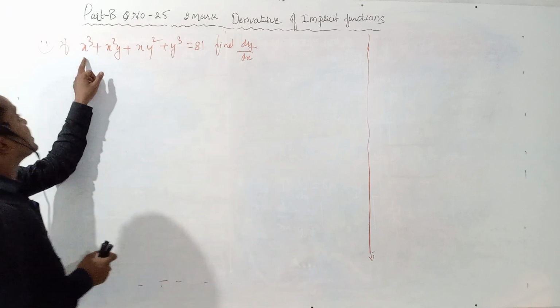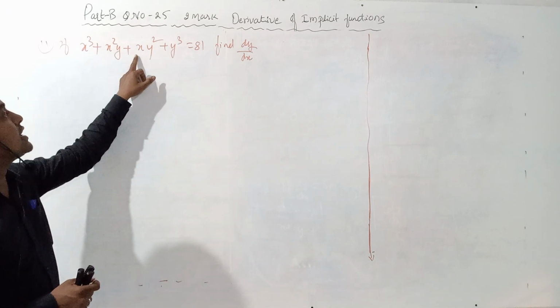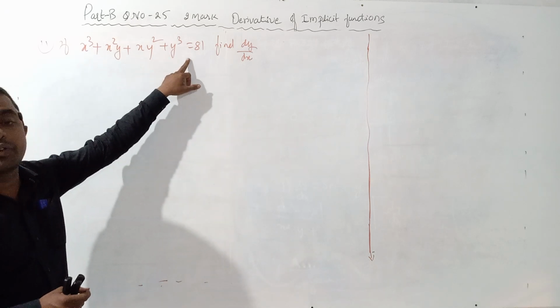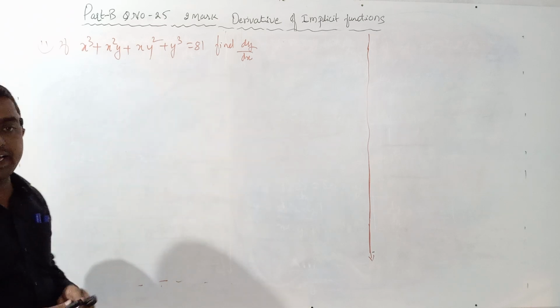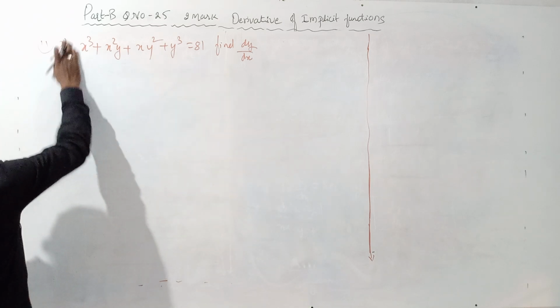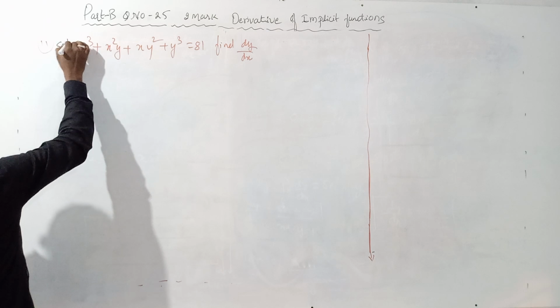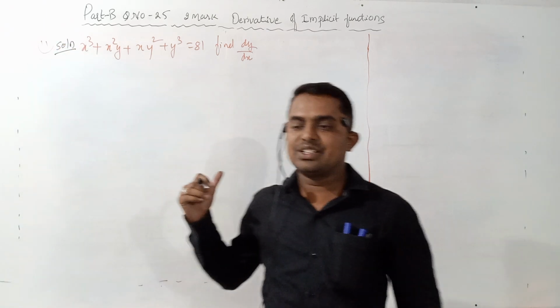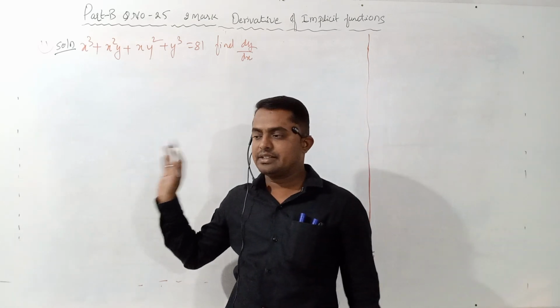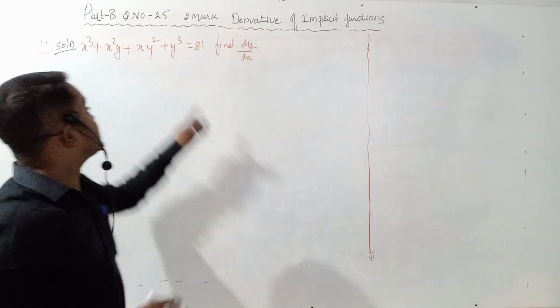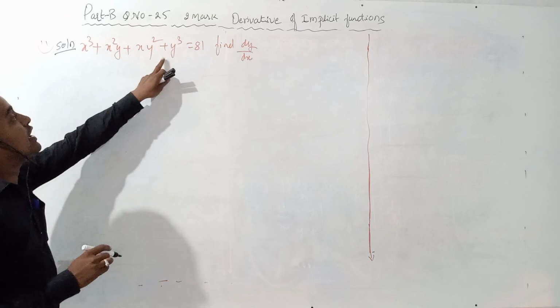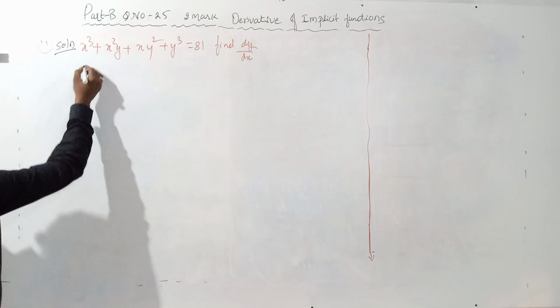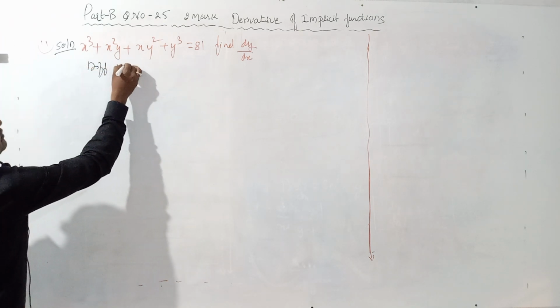So here, if x cube plus x square y plus xy square plus y cube is equal to 81, find dy by dx. What I am doing here, I am writing this step only as the solution of the first step. You write the first step as it is: x cube plus x square y plus xy square plus y cube is equal to 81. Differentiate with respect to x.